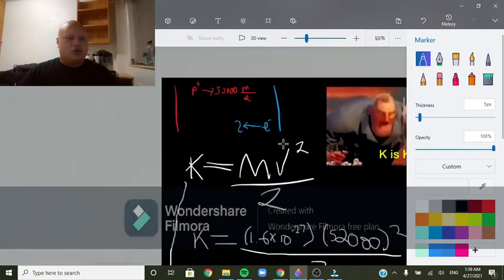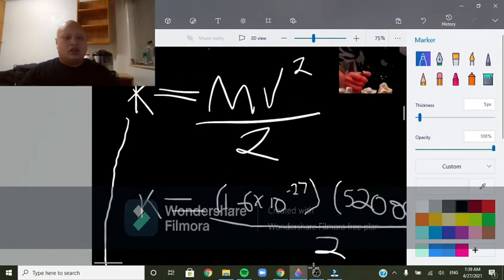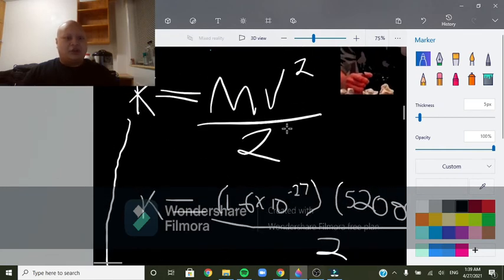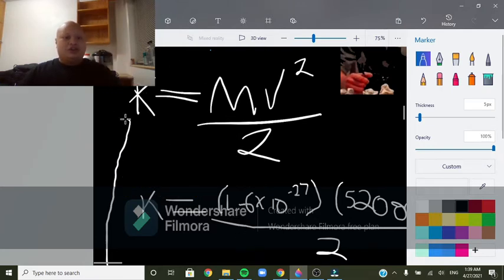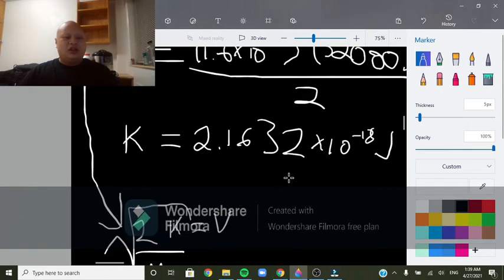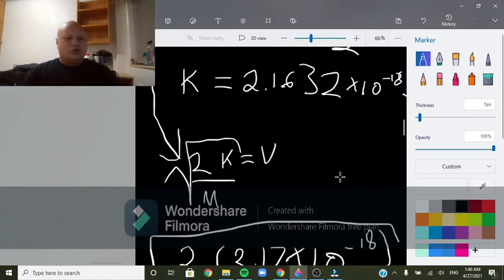Now we have to find the speed of the electron. We are given K, and then we have a new mass. The mass of an electron is 9.1 times 10 to the negative 31 kilograms. So now we have to rearrange this equation for kinetic energy in order to isolate the velocity. What you do is you multiply both sides by 2, divide both sides by the mass, and then take the square root of both sides, and then you isolate v. After that, plug in the numbers.